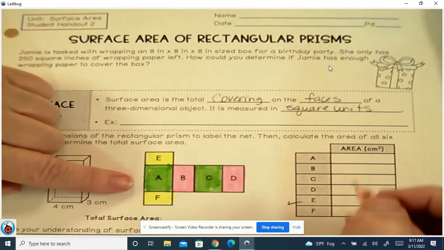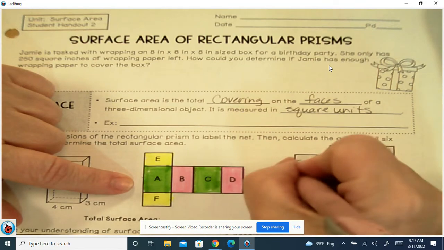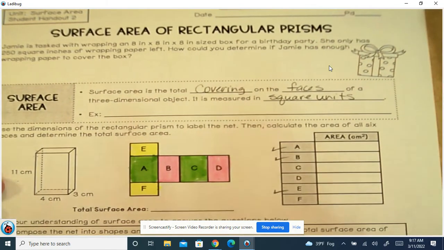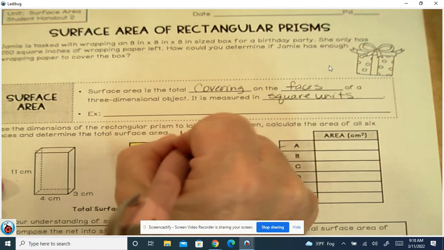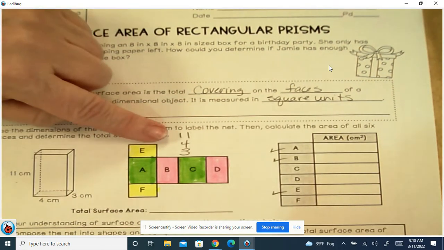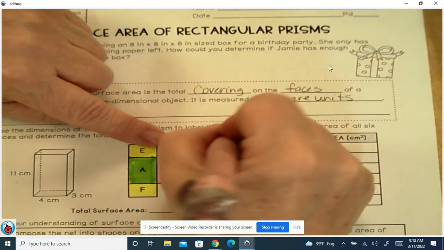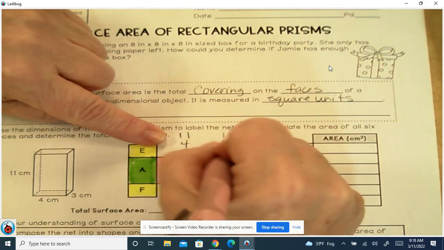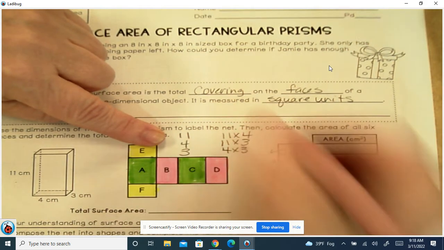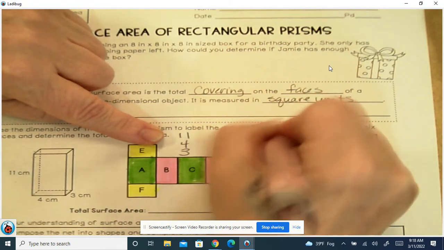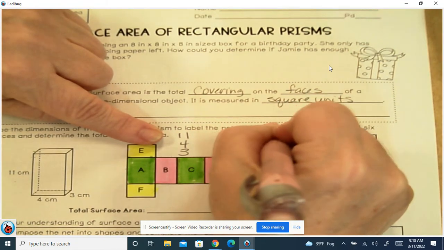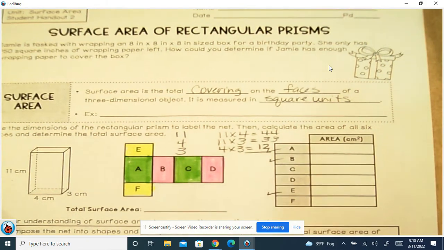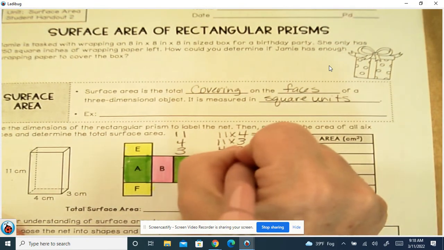All right, and I'm going to take one of each color. I'm going to take the E, the A, and the B, and I'm going to show you how I want y'all to do these. So we've got 3 measurements. We've got 11, 4, and 3. Make the 3 combinations that you can make with this, which is 11 times 4, 11 times 3, and 4 times 3. 11 times 4 is 44. 11 times 3 is 33. And 4 times 3 is 12. Add those 3 numbers up, and you get 89.